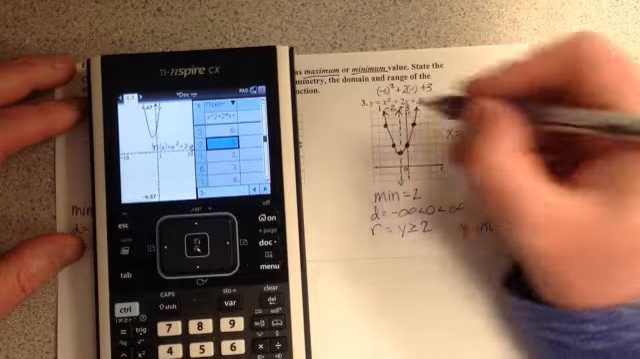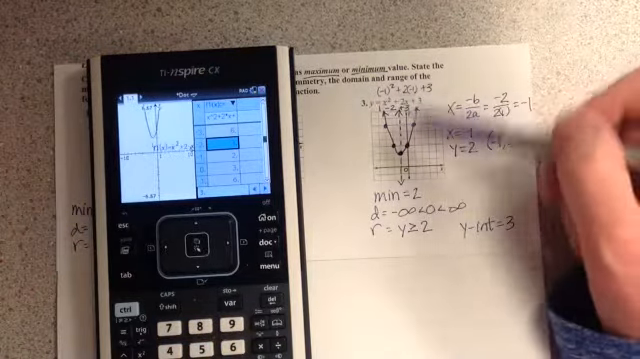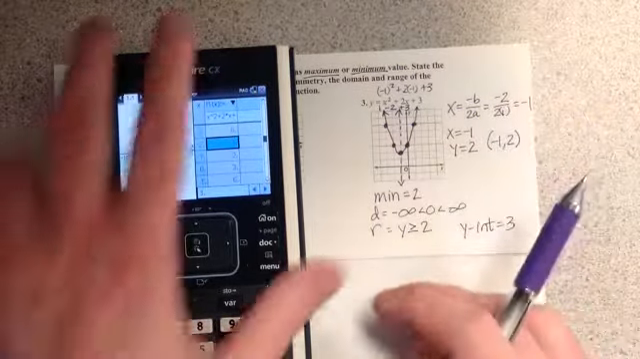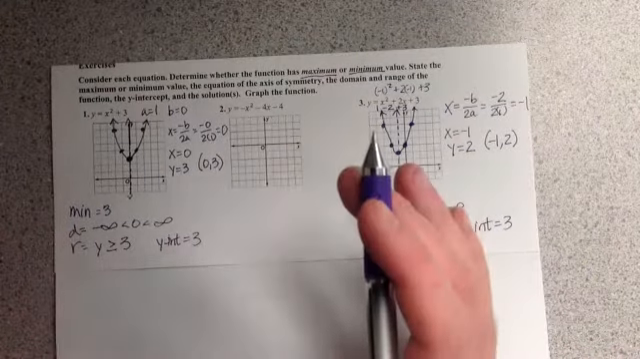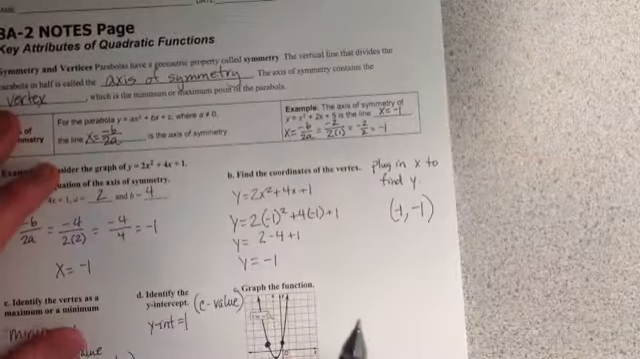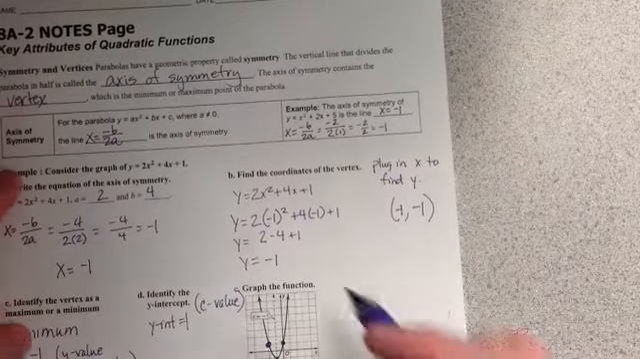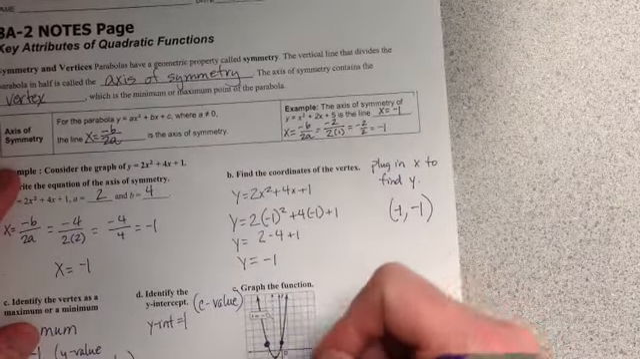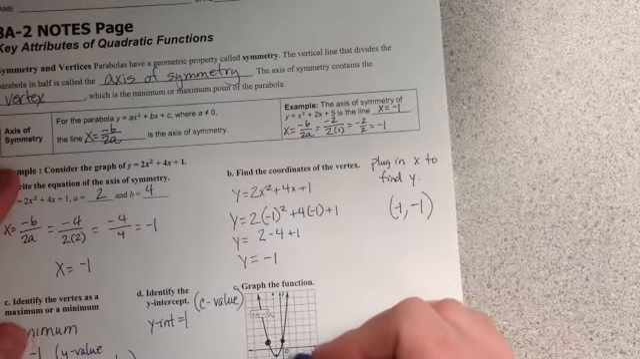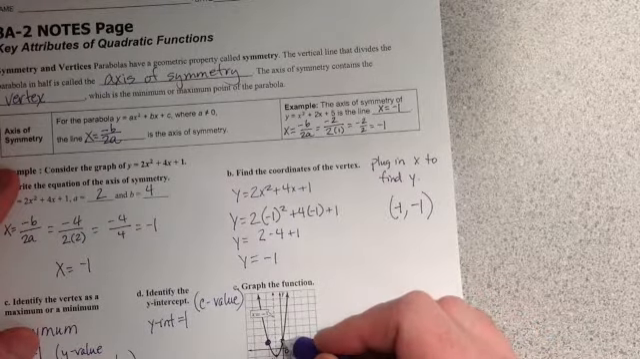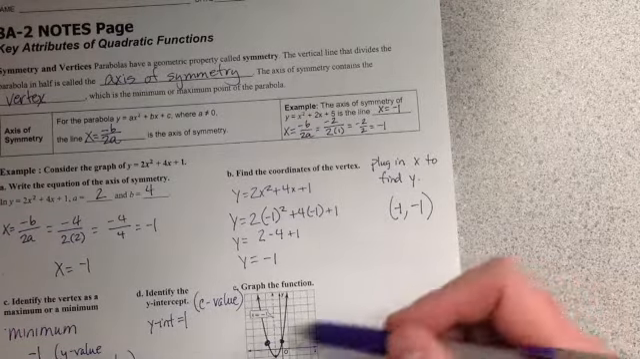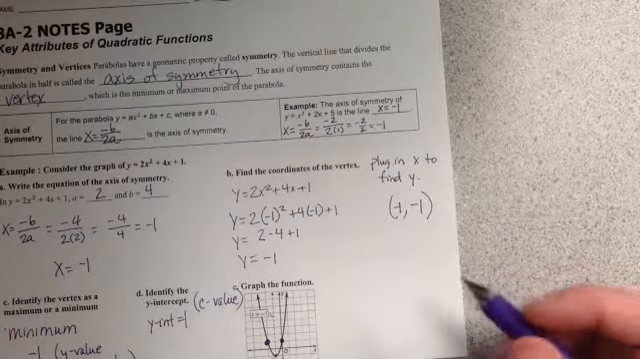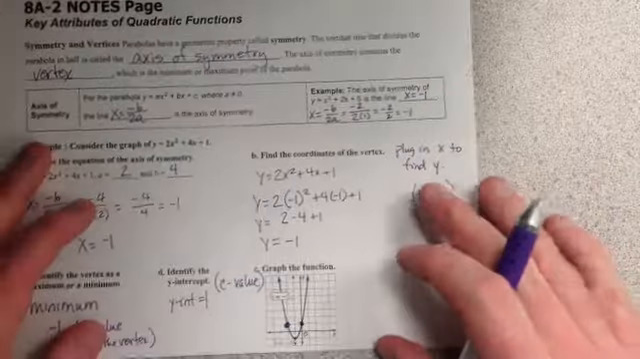Graph, and that's how we identify the key attributes of our quadratic function. Now sometimes you'll be given a quadratic function that's already graphed, similar to this one, and you'll have to identify the key attributes, but you can just look for where the axis of symmetry is that splits it in half, see where the y-intercept is, and find the vertex, each of those points just from looking at the parabola.